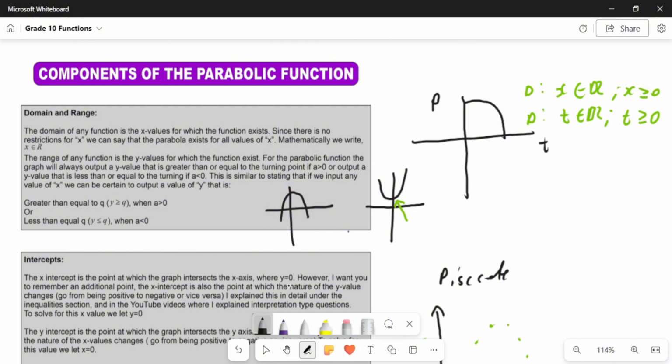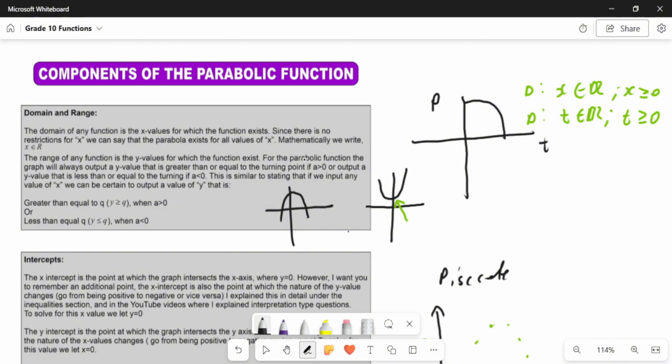So now you can understand I'm making a link here. With the linear function, it either grows continuously or it shrinks continuously. Here, this grows, is stationary for a split second, then shrinks. Here it shrinks, is stationary for a split second, then grows. That's what we need to remember there.